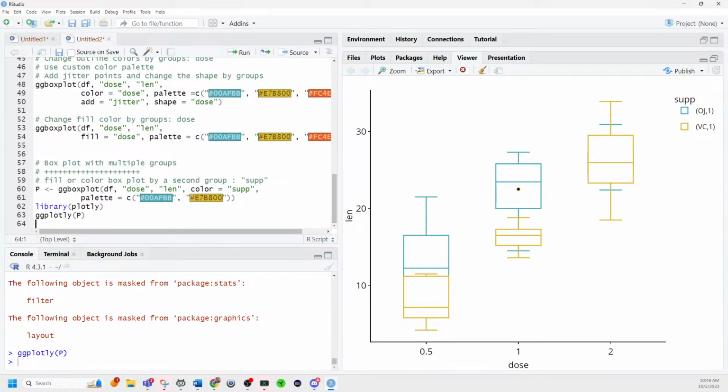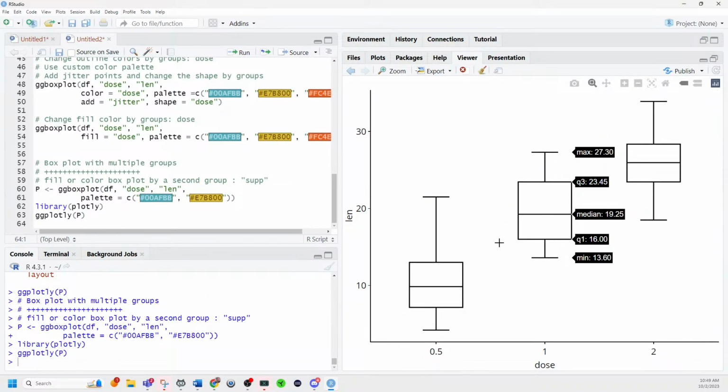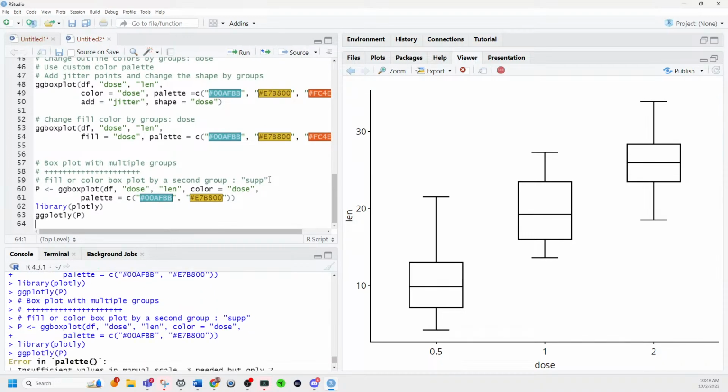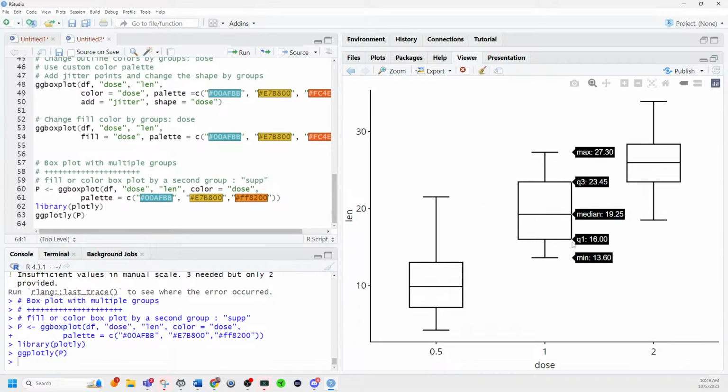Oh, that does not work. Okay, let me remove the sup; it needs to be removed. That's not a good graphic with that. Okay, bad idea. Then we'll just go color equals dose. Okay, now we can do it. Really? Dose didn't like it? Color equals dose? Oh, because there's multiple. Okay, I see it. Hashtag FF8200. There we go.